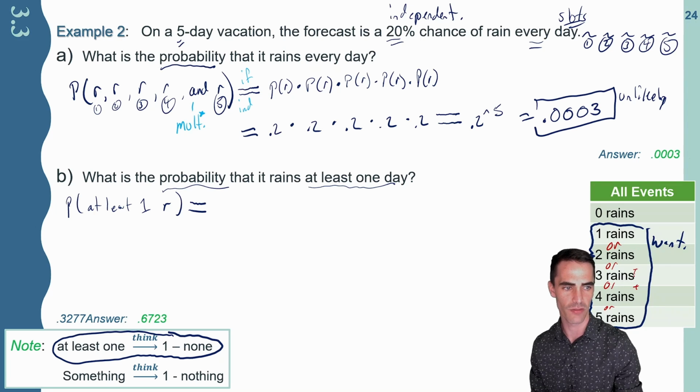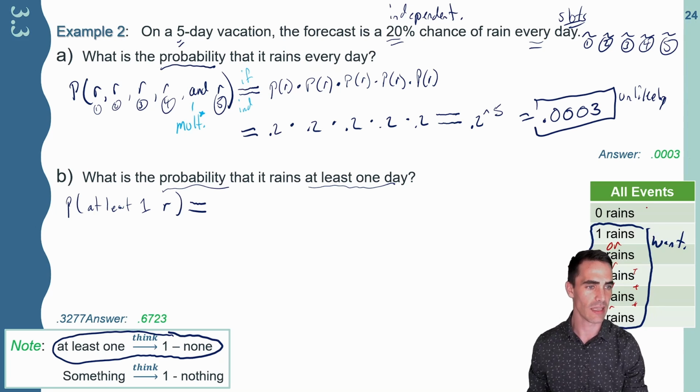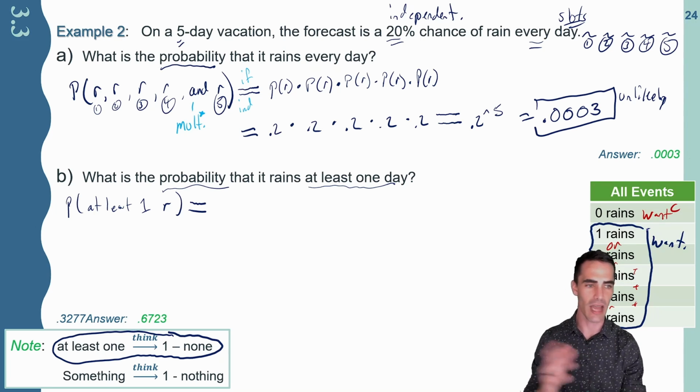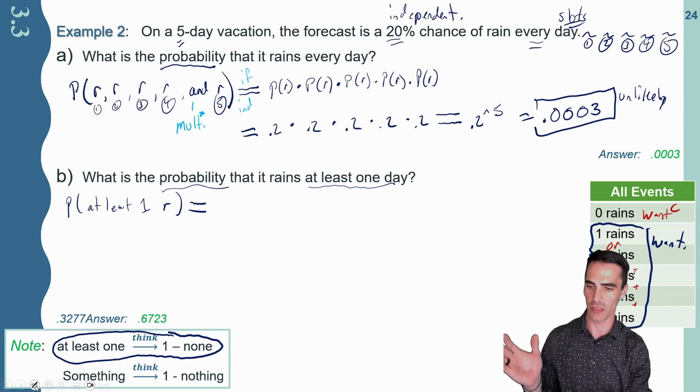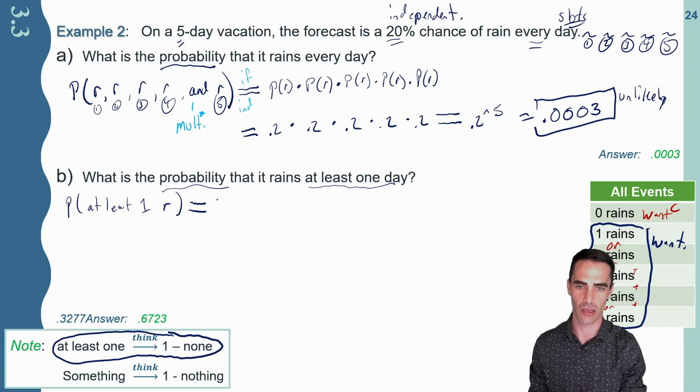You're going to have to add up all of these separate events together. We don't want to do that. Instead, I can think of, well, what's the complement? It's the opposite of what I want, which is it raining no days. And so instead of finding the probability of at least one rain day directly, let me find it indirectly: 1 minus the probability that I get no rain.